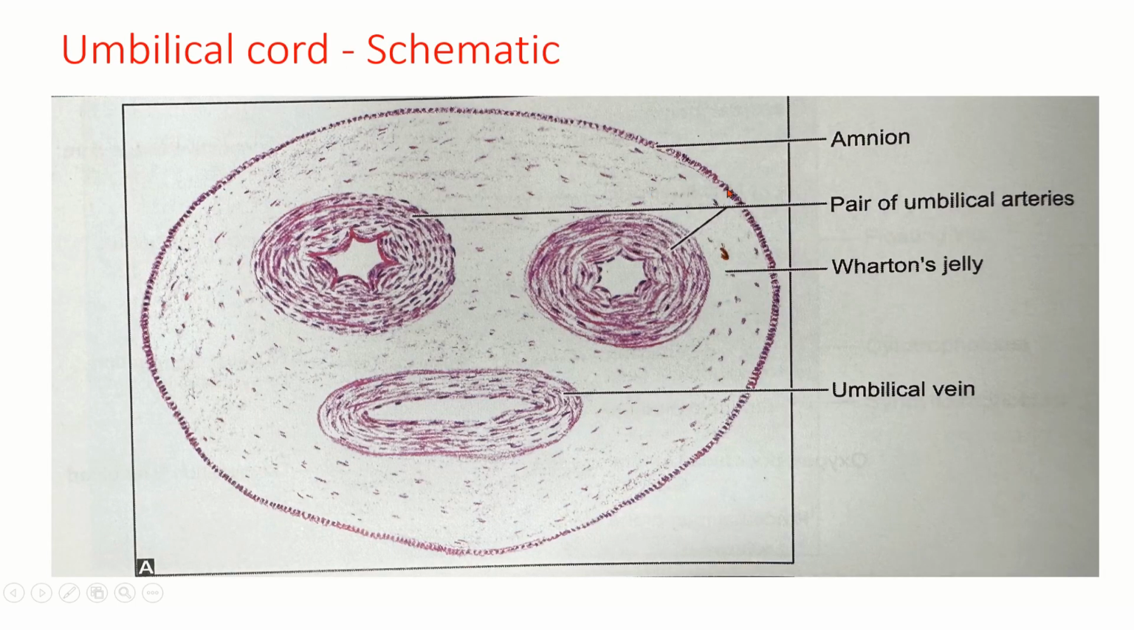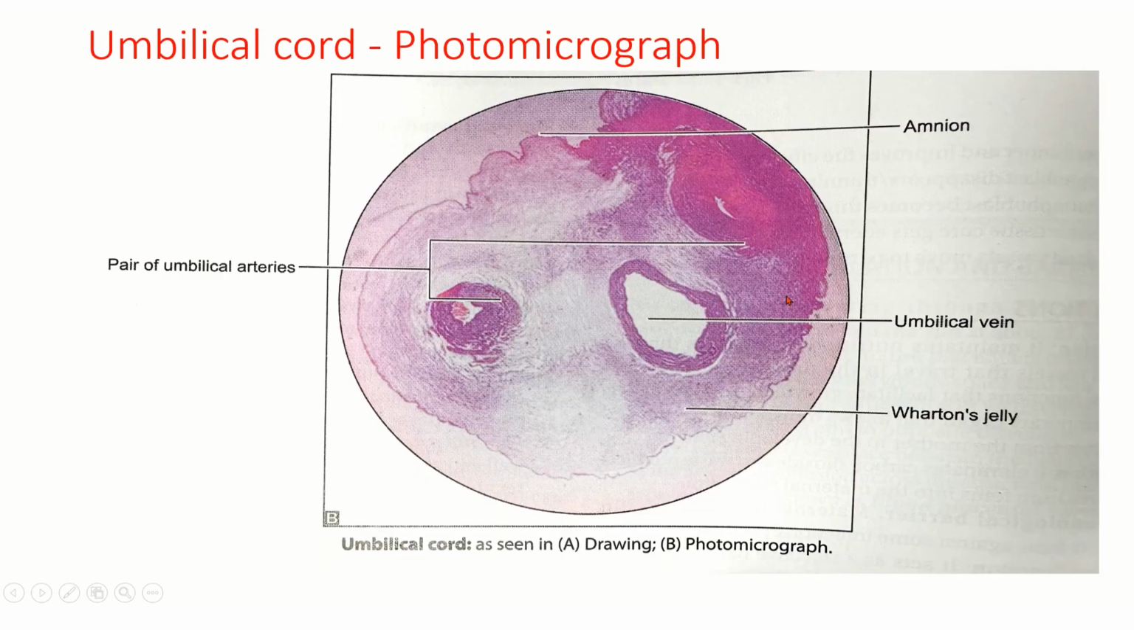You can see here, this is the amniotic covering, this is the umbilical vein, this is the Wharton's jelly, and these are the pair of umbilical arteries. This is a photomicrograph. You can see these are the umbilical arteries, and this is the umbilical vein with the Wharton's jelly.